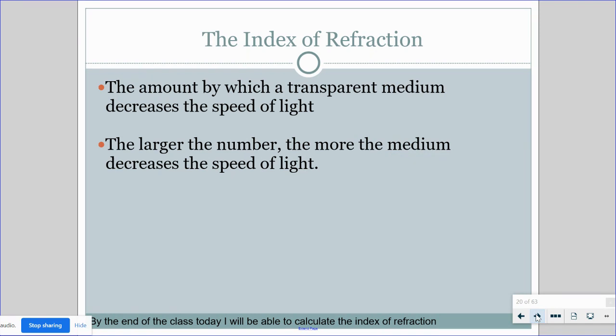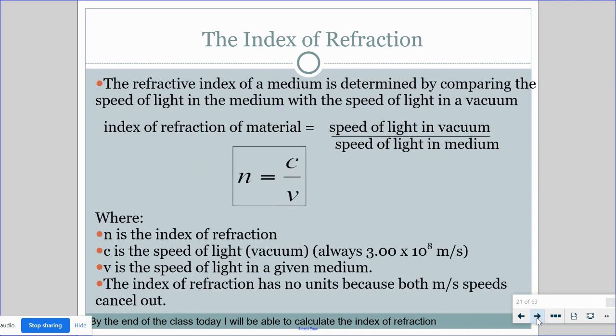So the index of refraction is the amount by which a transparent medium decreases the speed of light. The larger the number, the more the medium decreases the speed of light. So a big number means slow, a low number means fast. So in a vacuum, it's 1, that's usually the fastest. But if it was 0.8, then that would be even faster than in a vacuum. The speed of light coming through that medium would be faster than, say, 1.8. If it's 1.8, that's bigger than 1, so it's going slower. It slows down the light in that medium.